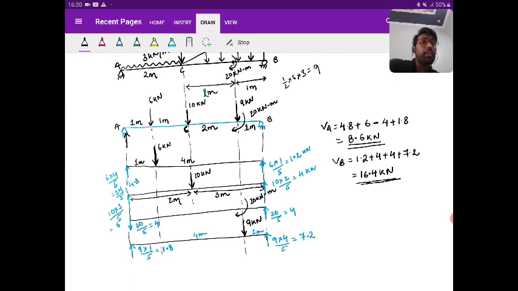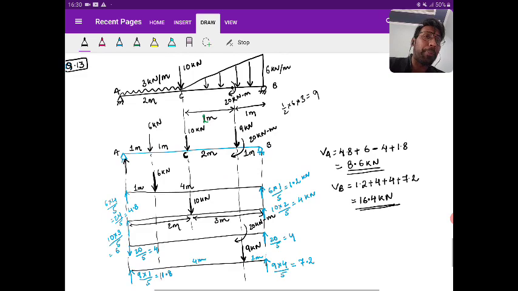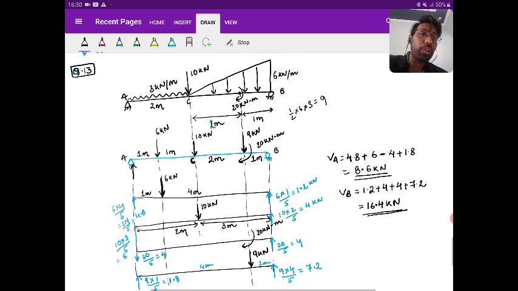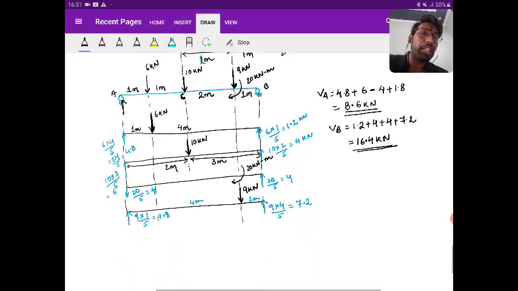Any doubt? See, it's very simple. I'm just applying the symmetrical concepts and the other concepts. If the UDL or UVL is there, I'm transferring it to the centroid and finding the reaction. So this kind of loading reaction that you are going to find will help you everywhere. Whenever you are asked to find the reaction, you can solve it very easily. Okay, so that is question number 13.